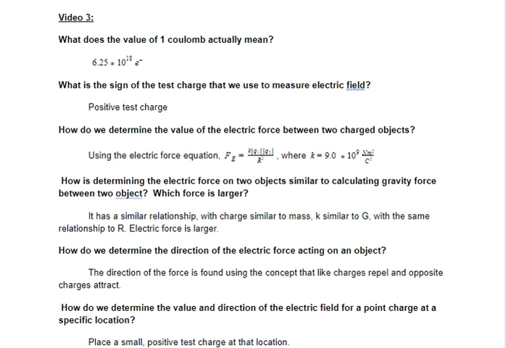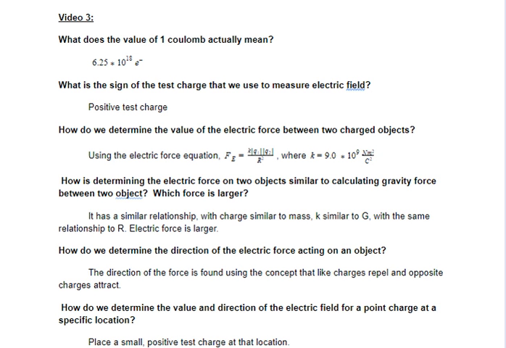How do we determine the value of electric force between 2 objects? Well, we use the Coulomb equation. Force electric is k q1 q2 over r squared. And remember, we take the absolute value of that because we want to assign the direction as plus or minus based on repulsion or attraction. And remember again that objects of the same charge repel, opposite charges attract. And Coulomb's constant is 9 times 10 to the 9th.